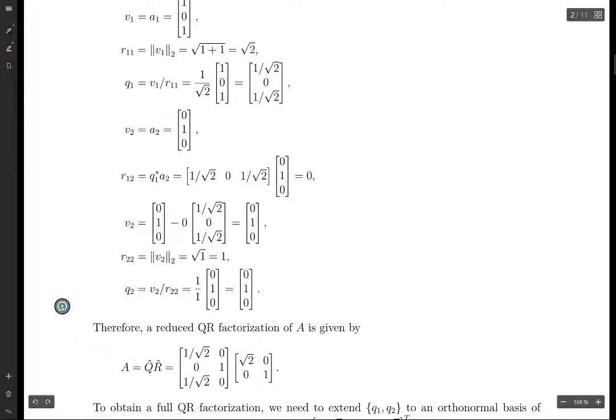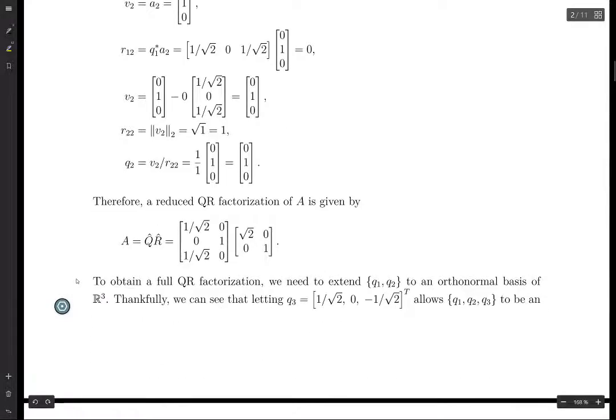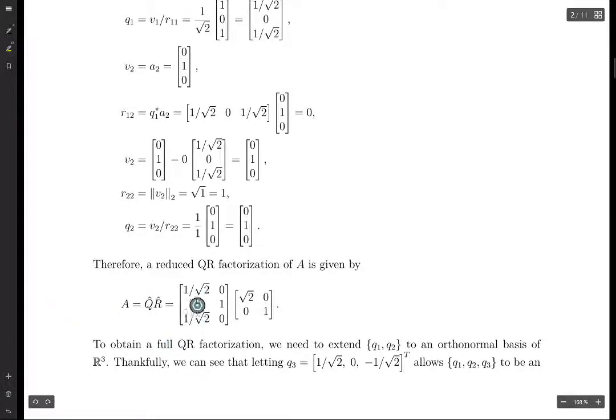So now to obtain a full factorization, we need to take Q1 and Q2 and extend it to an orthonormal basis of R3. We need to add another column to this Q, and it needs to make this a unitary matrix. Thankfully, this one is just E2, and here we've got 1, 0, 1, but normalized. So if we took 1, 0, minus 1 and normalized it, then that should be orthogonal with everything.